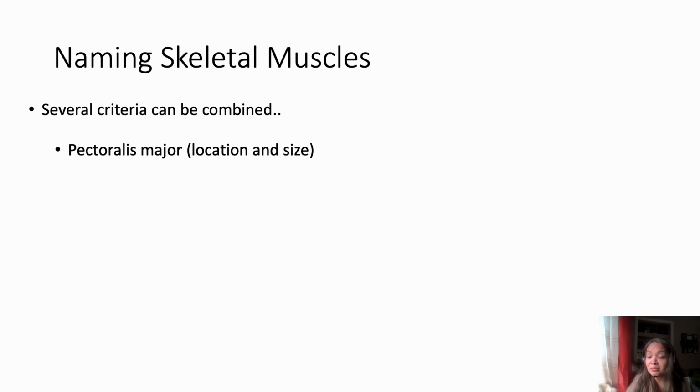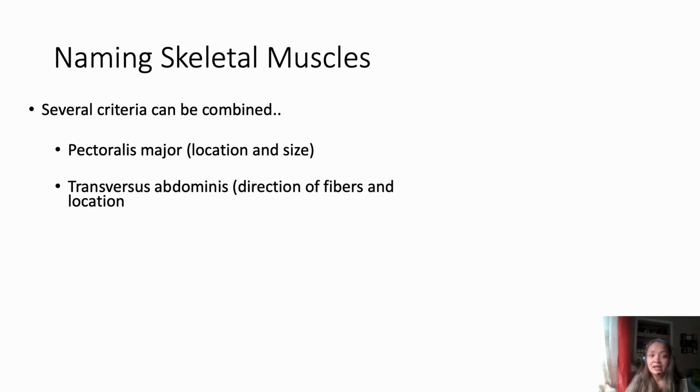So those are our major criteria in naming the muscles, and several criteria can be combined. Like again, pectoralis major, it was named because of location and size. Transversus abdominis because of the direction of fibers and location. Abductor digiti minimi because of action and location.